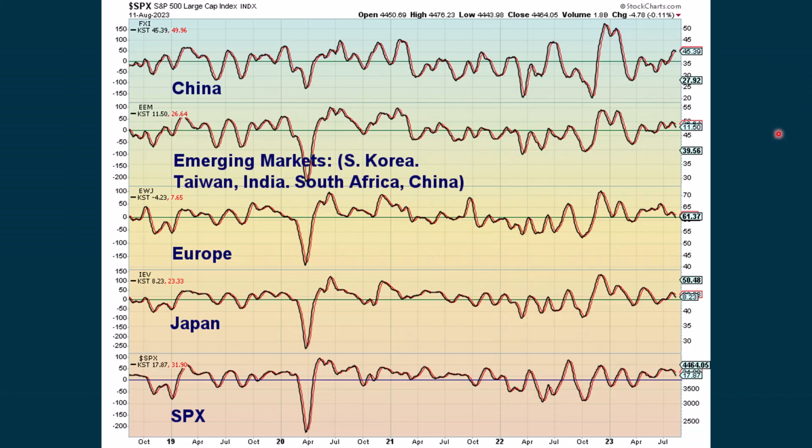We look internationally. China's starting to roll over. Emerging markets are rolling over. Europe is rolling over. Japan and the US are also showing some weakness at this time.